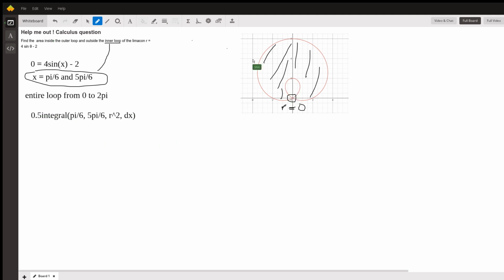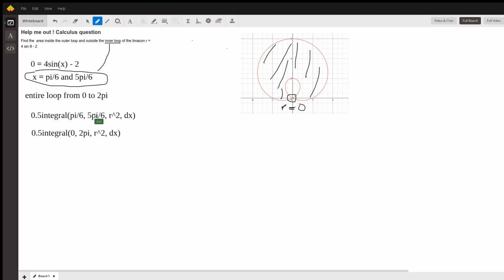Now, but notice that the entire loop runs from 0 to 2π. So when you go from 0 to 2π, it would cover the entire curve, inclusive of the inside. So if we subtract the entire area minus this area, we'll get the area we want. So the area for the entire one would be 0.5 times the integral from 0 to 2π of r squared dθ.